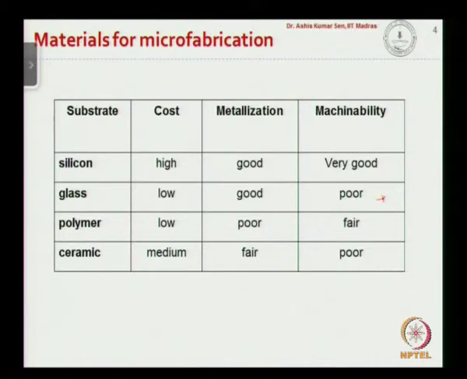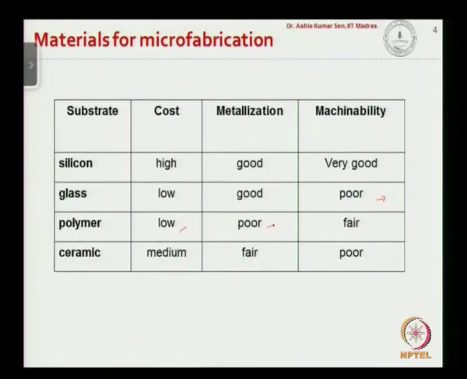Polymers on the other hand have low cost, and the metallization is poor. It is very difficult to put a layer of metal on a polymer like PMMA or PDMS or COC, very difficult to put a metallized layer on the surface of the polymer. And the machinability is fair. We can use established fabrication processes like hot embossing, molding to machine polymers.